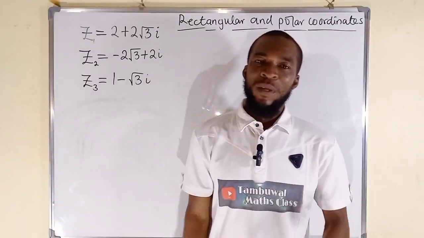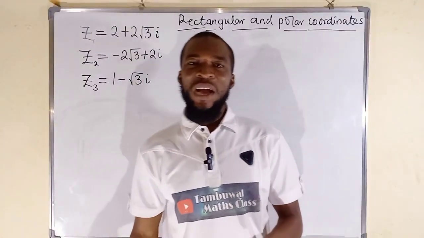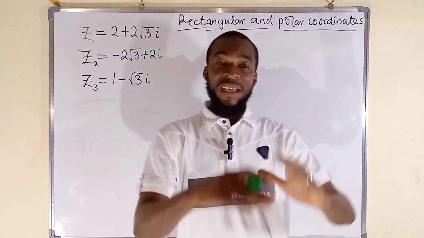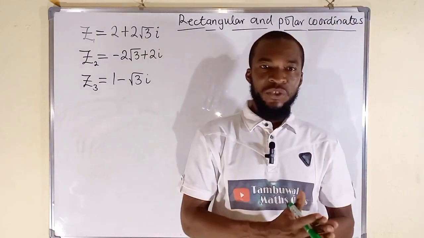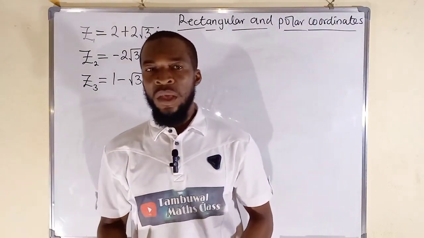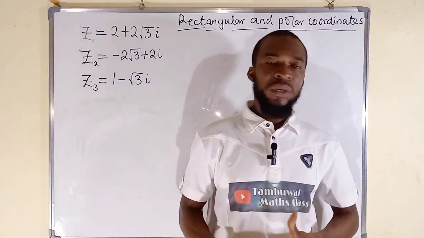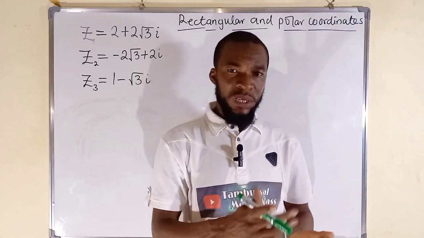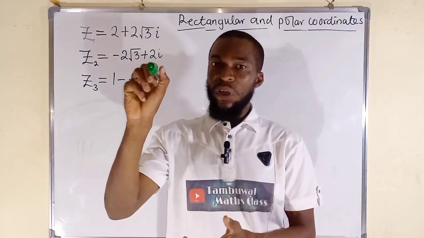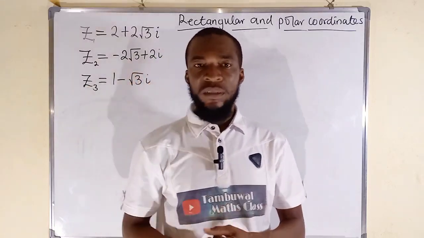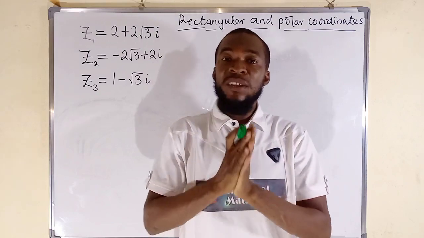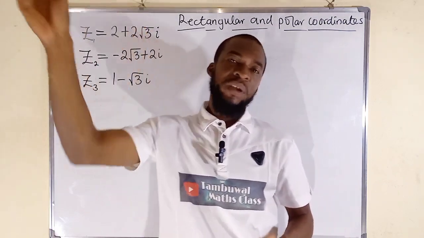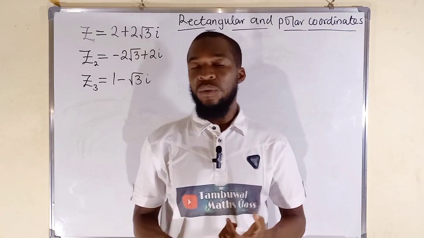Hello, good day viewers. In this tutorial we are going to learn how to write a complex number in a rectangular coordinate and also in a polar coordinate. What is the difference between polar coordinate and rectangular coordinate? A rectangular coordinate or Cartesian coordinate is just a point where that complex number is located. But polar coordinate is telling us the direction towards that complex number. So it deals with angle, right?